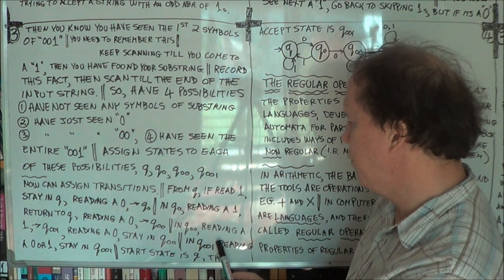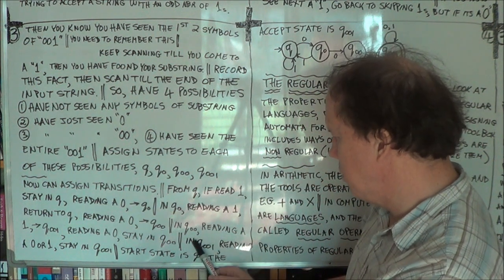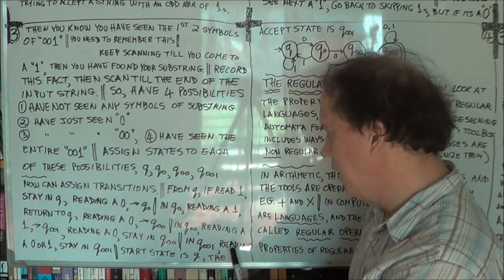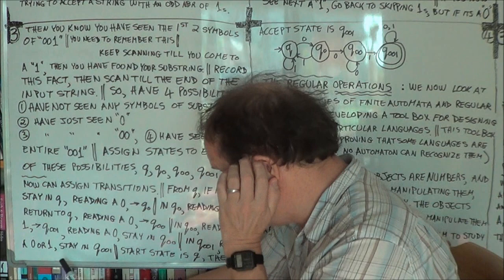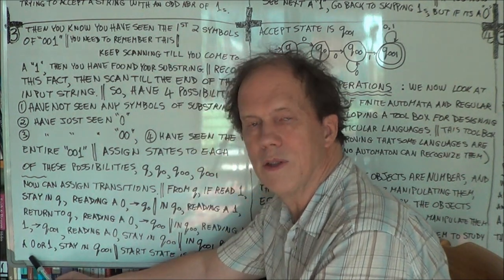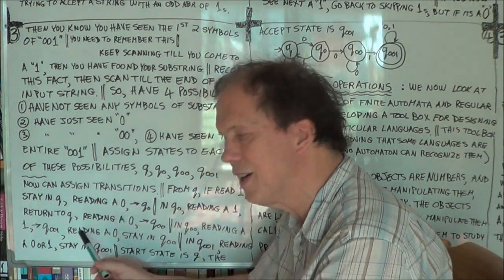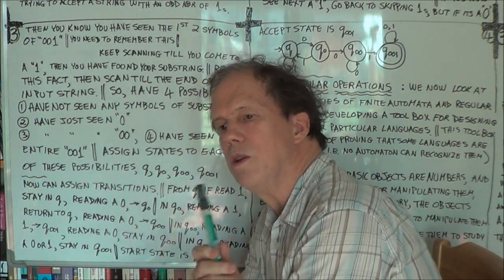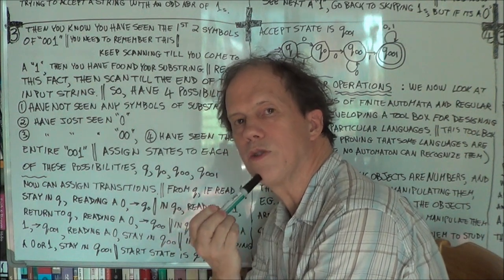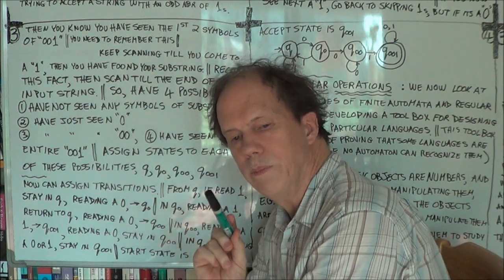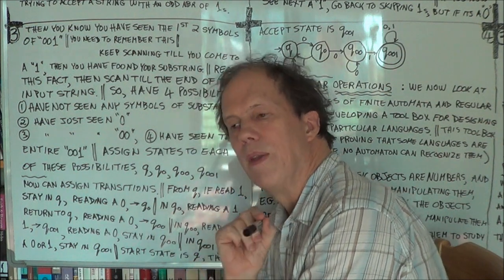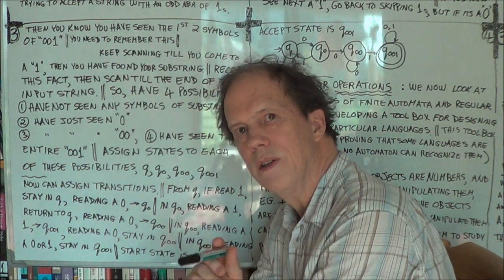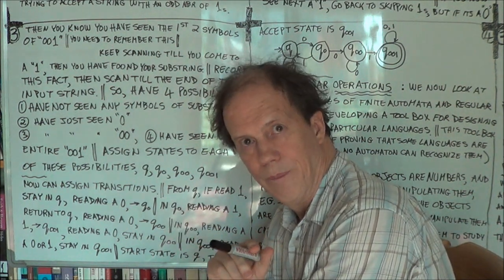Now, if you are in Q001, in other words, you've found the substring, then it doesn't matter what you read. If it's 0 or 1, it doesn't matter. Just stay in that state. Why? Because, as I was saying a bit earlier, when you finish reading the input stream, if you're staying in that state, you will end in that state. And that means you have ended in an accept state.